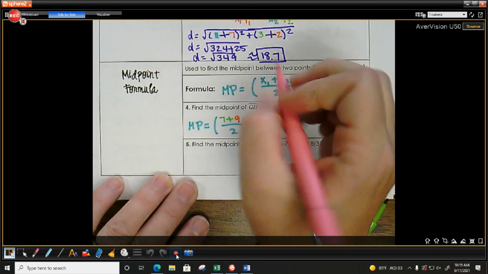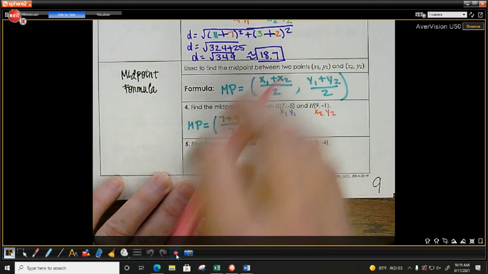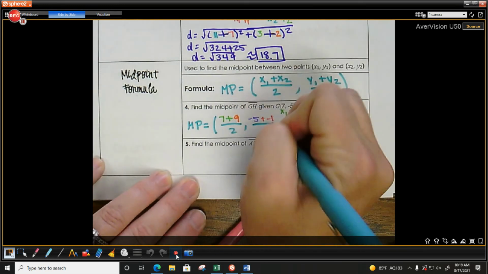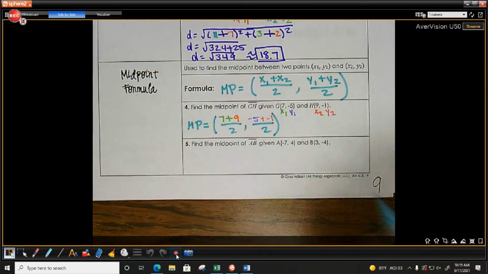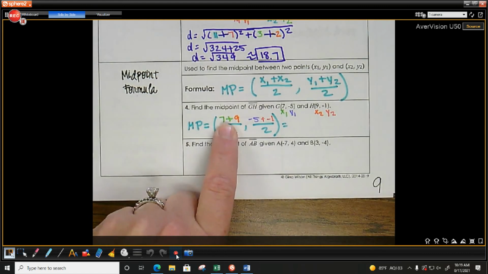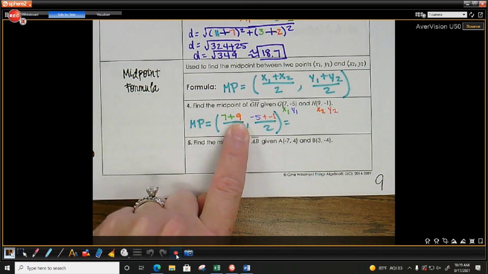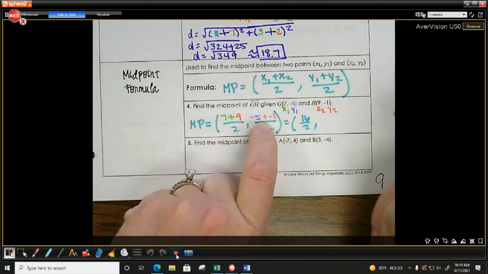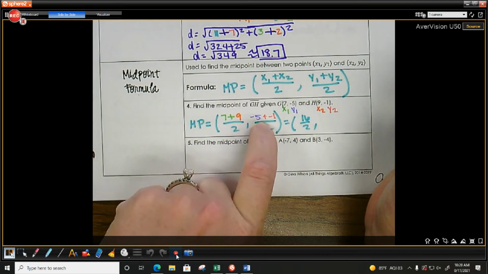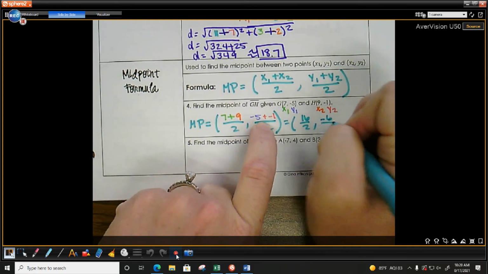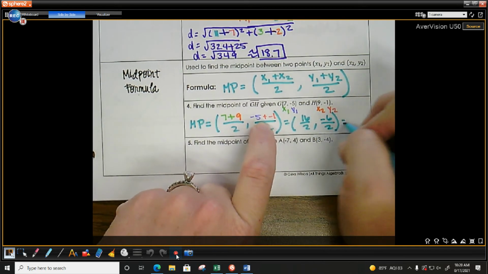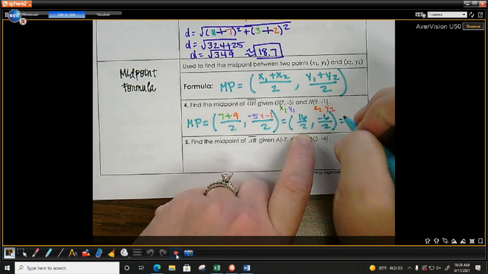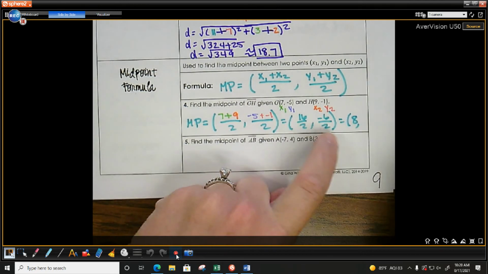Okay, so that's equal to, what's 7 plus 9? So 16 over 2. What's negative 5 plus negative 1? Negative 6 over 2. What's 16 over 2? 8. What's negative 6 over 2? Negative 3. There's your midpoint. That's all. Good?